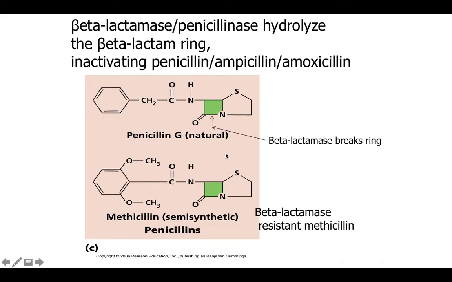And again, folks, this is the beta-lactam ring, so all the beta-lactams have this beta-lactam ring. So the beta-lactamases hydrolyze that ring, and then the penicillin can't bind to the transpeptidase. And here's our methicillin, and you'll notice they just added these chemical groups here. And that made it so bulky that the methicillin can't fit into the active site of the beta-lactamase. And that's why methicillin and oxacillin are called beta-lactamase resistant beta-lactams. It's such a mouthful.